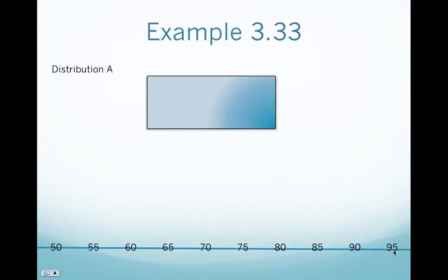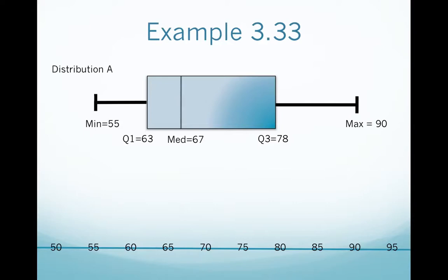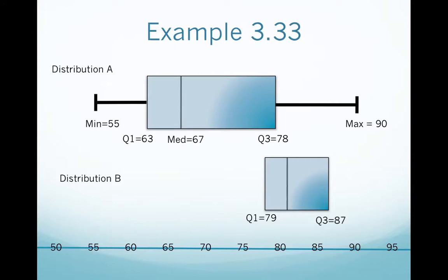So distribution A: Q1 is 63, Q3 is 78, the median is 67, the min is 55, and the max is 90. Distribution B: Q1 is 79, Q3 is 87, the median is 82, the min is 73, and the max is 95. I'm trying my best to keep with the horizontal axis. It may not be perfect here, but you get the general idea.